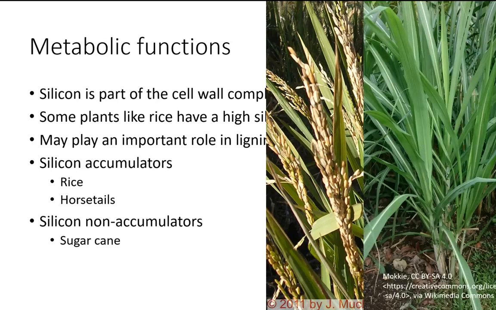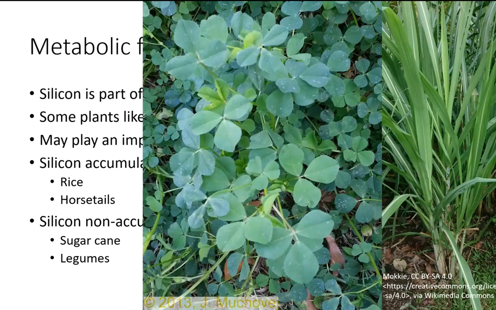You also have silicon non-accumulators, which do not accumulate much silicon on the outside. These include sugarcane and legumes. Legumes are one of the largest plant families. Legumes have a compound leaf and they have a fruit that looks like a bean.